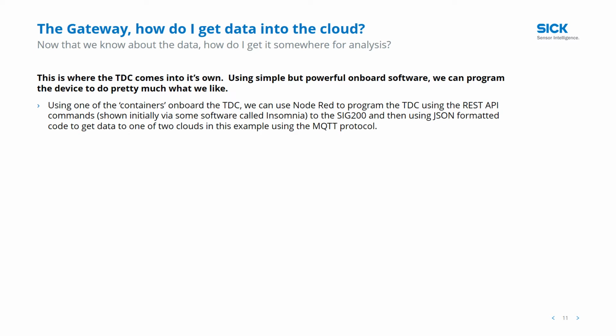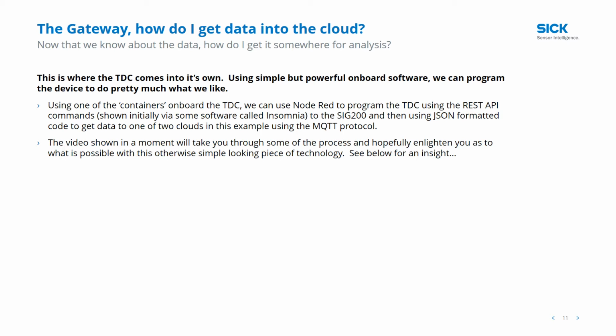So we're going to be able to use REST API to communicate with the SIG200 from the TDC, which then means that we can not only communicate with the SIG200 itself, but also the devices that are connected to it. And we're also going to see that we're connected to two different clouds using the MQTT protocol. So in a moment we're going to see some more pre-recorded but as live video. It was recorded and narrated at the same time. You'll see that we're going to take you through the process and hopefully enlighten you as to what is possible with this little blue box.